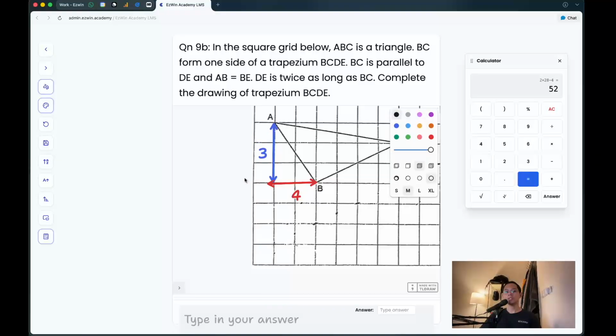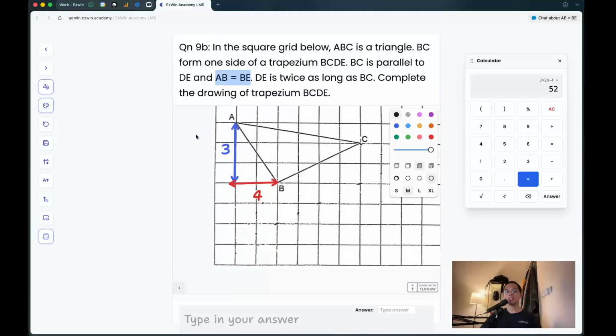We also want to measure AB and BE. So AB and BE over here. AB, the length is 3 to 4. So we just want to do the same. What we can do is we can just take the measurements.